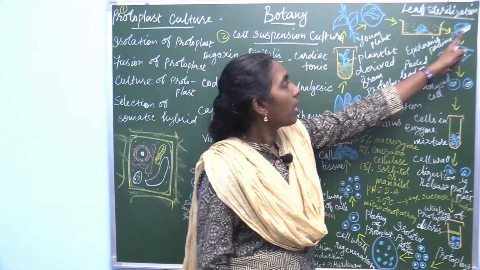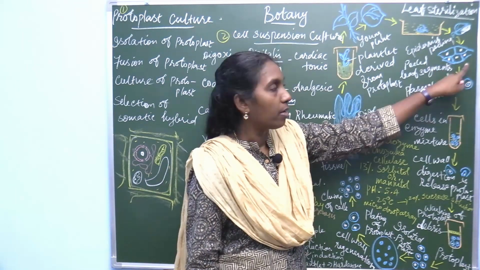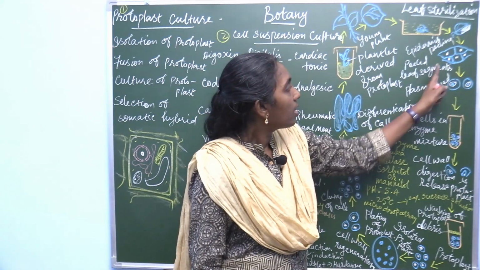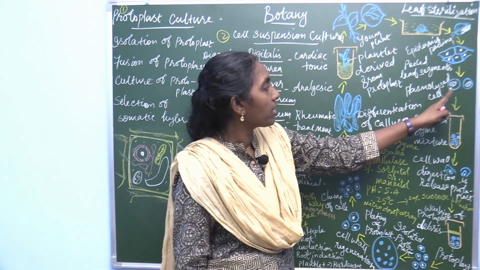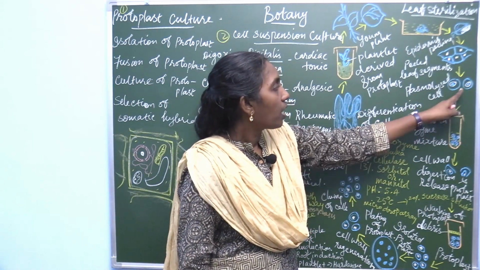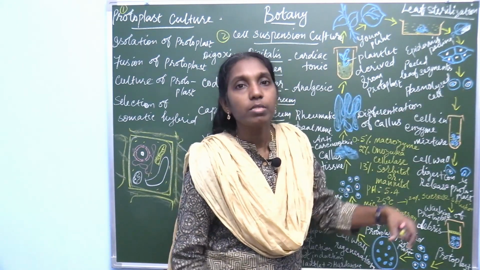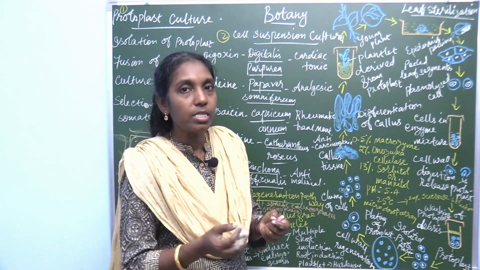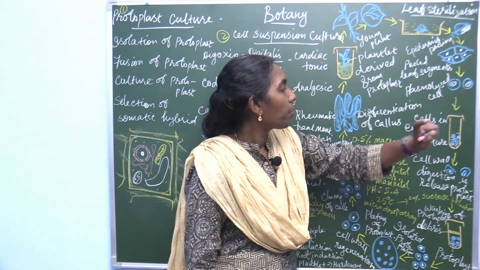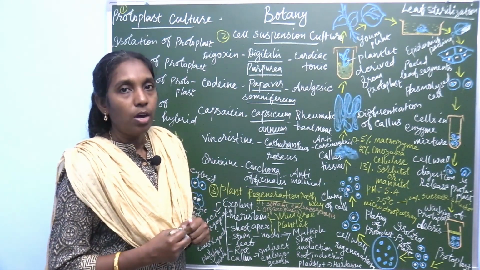When you peel off the leaf epidermis, you may get this type of peeled leaf segments. Here the cells can be visible, and from this peeled leaf segment the protoplast can be isolated. A single protoplast can be isolated. So this is the plasmolyzed cell. When you peel off this epidermis, the protoplast comes out, and this process is called isolation. So the first step is isolation of protoplast.